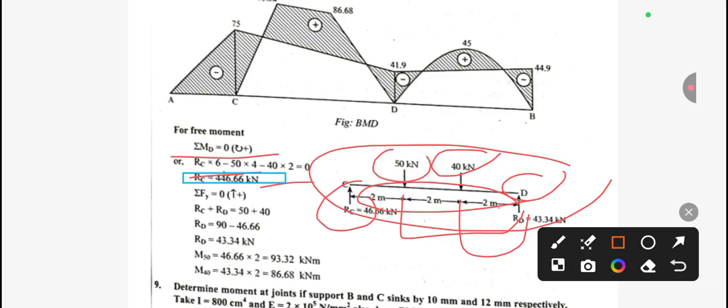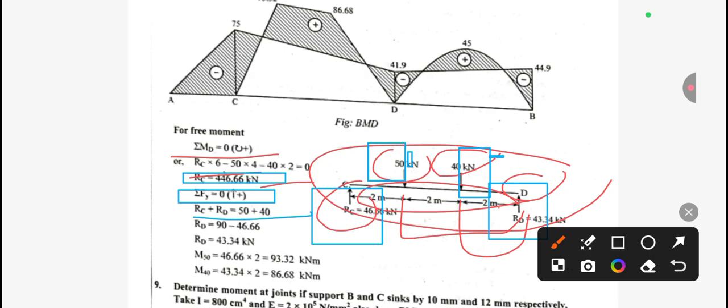RC is 446.6. Similarly, summation Fy equal to 0, then RC plus RD equals these two forces, which are downward, and these two are upward. So RC plus RD is equal to 50 plus 40, and from here RD is 43.34, and the moment at 50 we got this value, and for 40 we multiply this with the distance, so we got this value. Okay, so I hope you understand this.